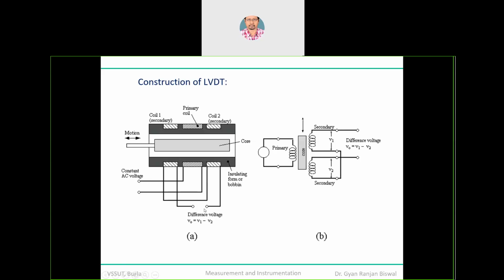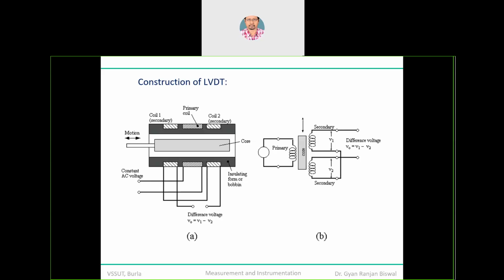So that means the direction of flow of the flux on both sides of the secondary coil, that is coil 1 and coil 2, remember both together form the secondary coil, and the center one is the primary coil. The direction of flow of the flux in both coils is opposite. If one is moving in the forward direction, the other is moving in the reverse direction.